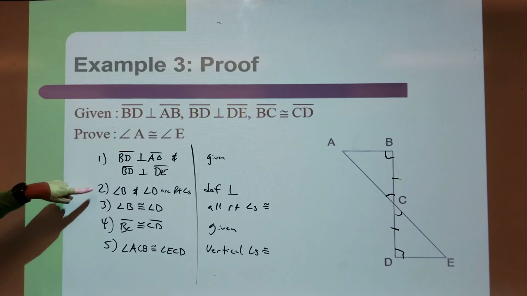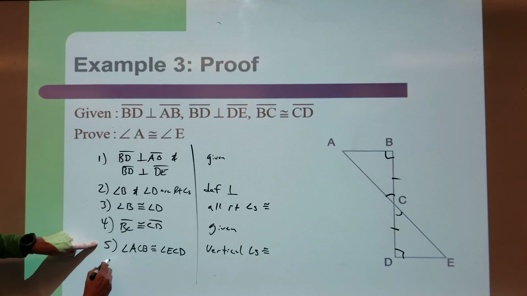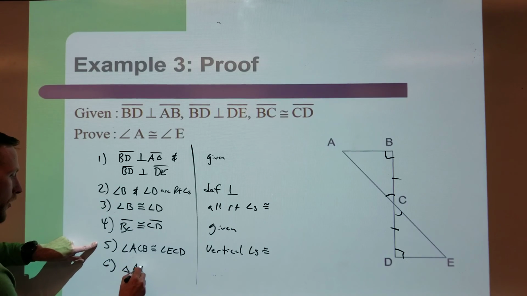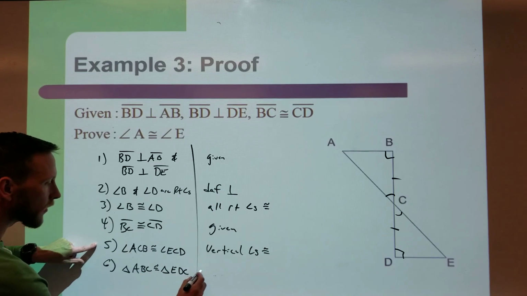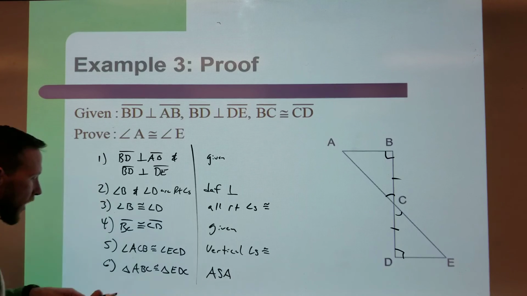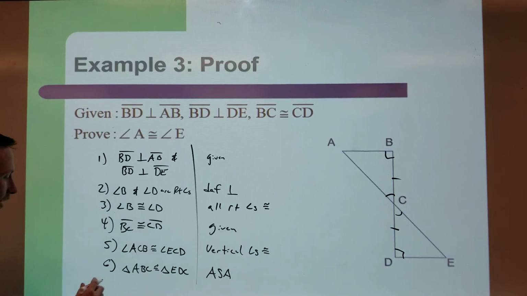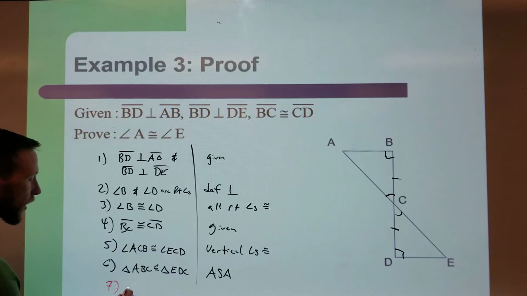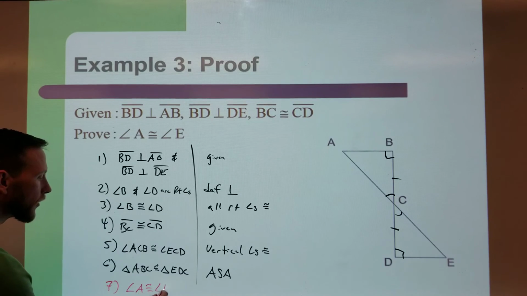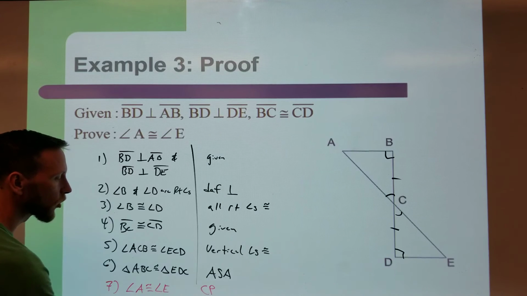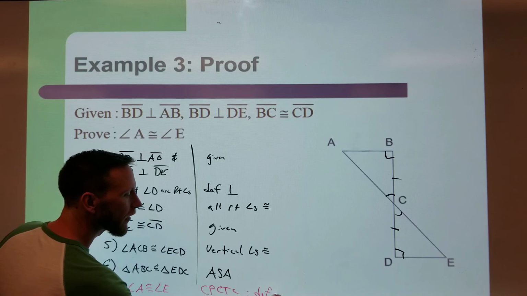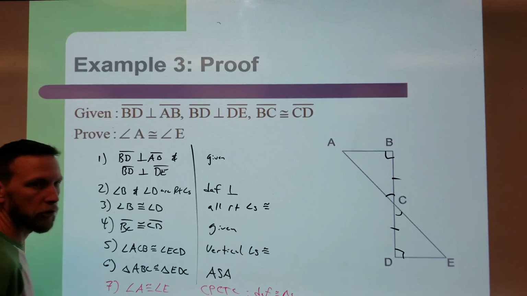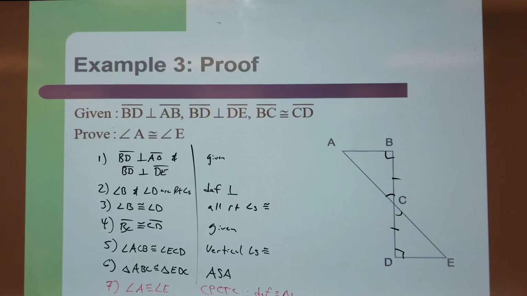All right. Pair of angles, pair of sides, pair of angles. The triangles are congruent. And once I've got those triangles congruent, then I can say that those corresponding parts are congruent. Because corresponding parts of congruent triangles are congruent. Or, definition of congruent triangles. All right, so that covers all of our bases.